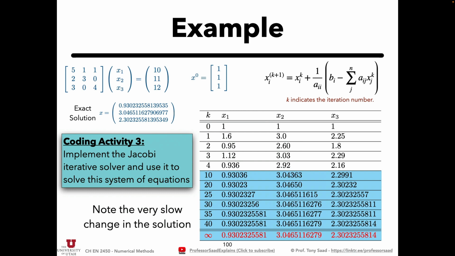So we started with 1, 1, 1, and then they became 1.6, 3, 2.25. They oscillated a little bit, but then you'll notice that after a few iterations, in this case at iteration 10, we start converging to an answer. We no longer oscillate that much. We start getting to a point where the answers do not change anymore. If you look at the difference between 10 iterations, 20 iterations, 25, 30, all the way to 40, these numbers are not changing, or they're changing only at the 7th or 8th significant figure. So that's a tolerance of 10 to the minus 8.